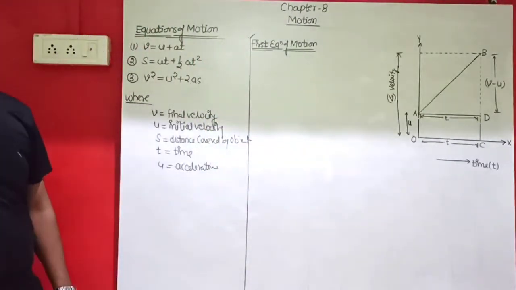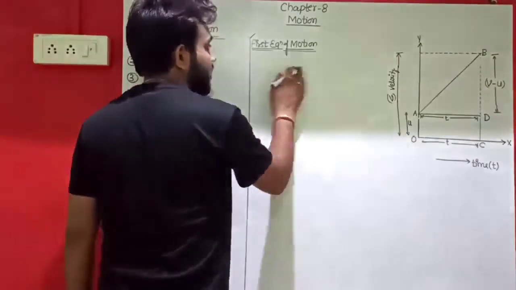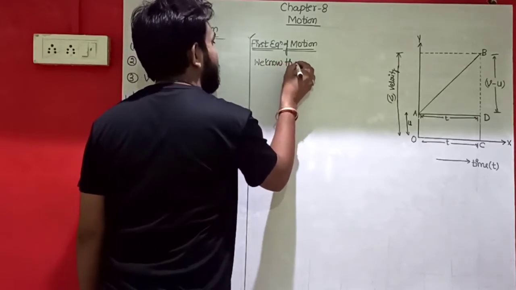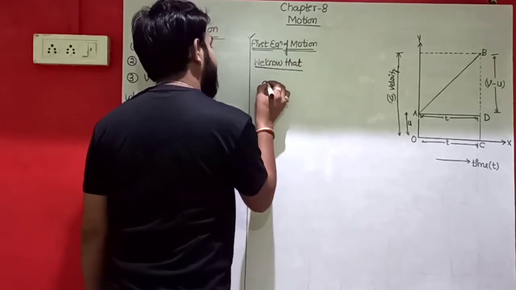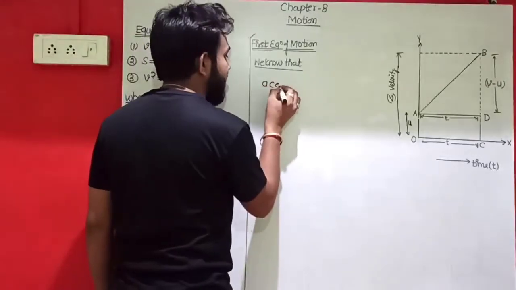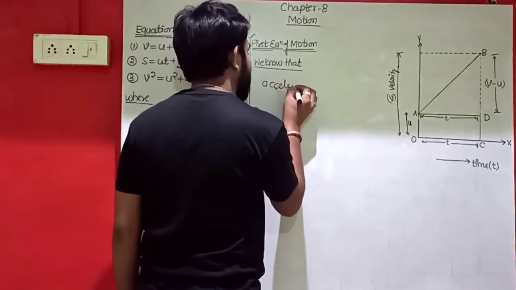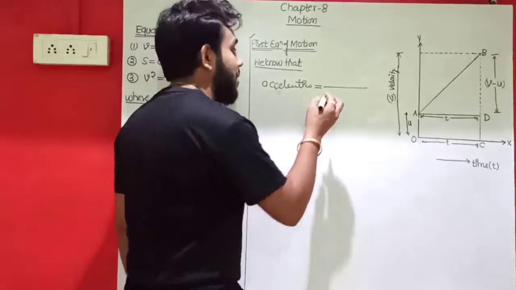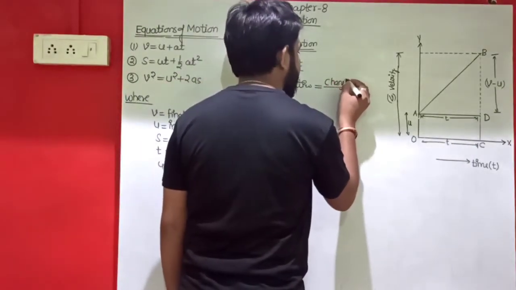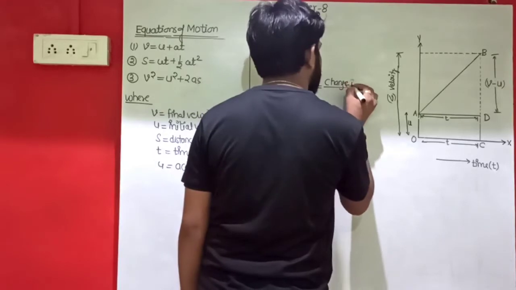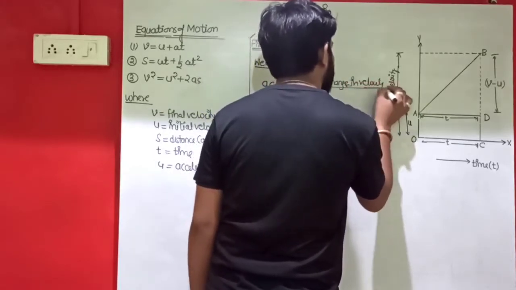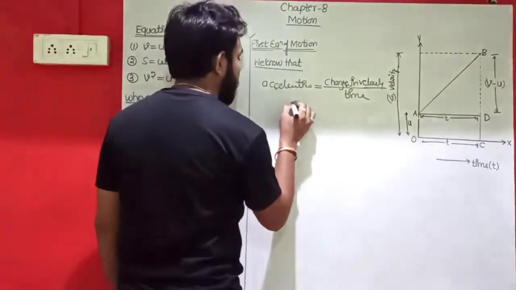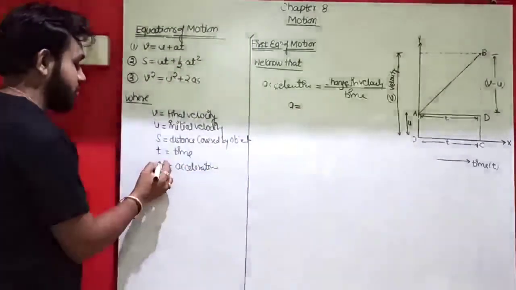So first of all, to write the first equation of motion, we know that according to the definition of acceleration, what is the definition of acceleration? Change in velocity with respect to time. So what is acceleration? Acceleration is denoted by small a.